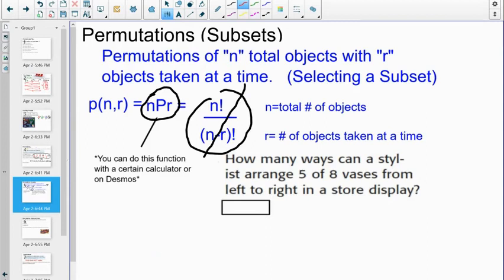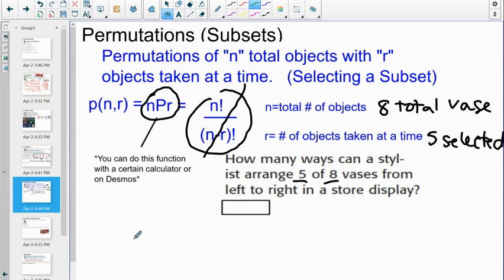So how many ways can a stylist arrange 8 vases from left to right? Let's figure out what our n and our r is first. So there's 8 total vases, so we know that's our n. Okay, and then our r would be the 5 vases that we're selecting. So we're selecting 5. So we're only going to have 5 different slots. So 1, 2, 3, 4, 5.